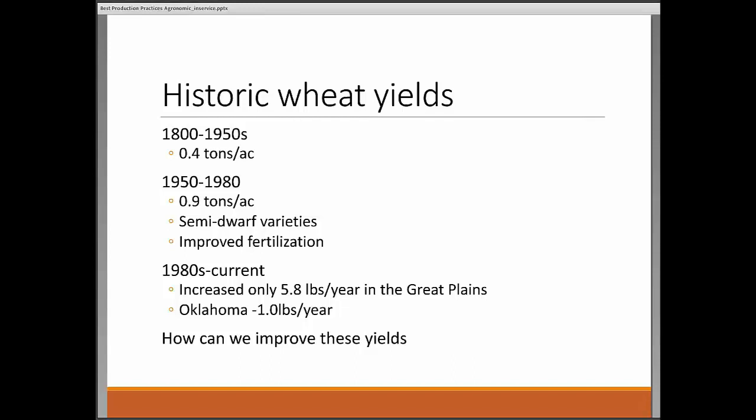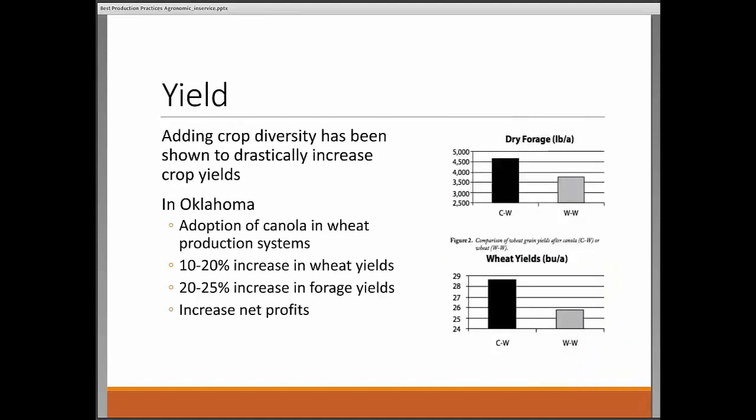The field they actually conducted this study on had been a 10-year continuous wheat system. When you added canola into the system, as far as our wheat yields that year after canola, what we saw is about a 10 to 20% increase in our wheat yields. Now, remember, since the 1980s, everything we've done has been decreasing our wheat yields, but we add crop rotation in and we're seeing a 10 to 20% increase in our wheat yields.